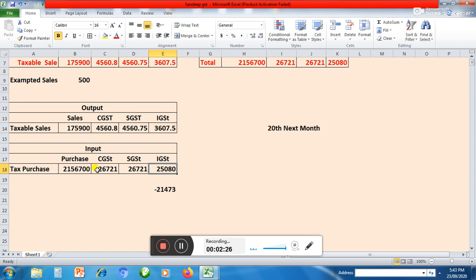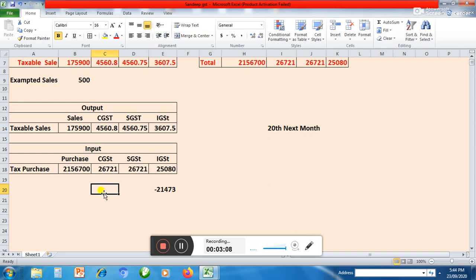See, while purchasing the goods, we are already paying the tax to the party. That means whatever tax we pay to the party, it goes to the government. This tax we have already paid to the government, remember. And this is the tax we collect from the customer while selling the goods. So output minus input. When it comes to a minus sign, the meaning is we have already paid more tax to the government. That is 21,000. We have already paid more tax to the government.